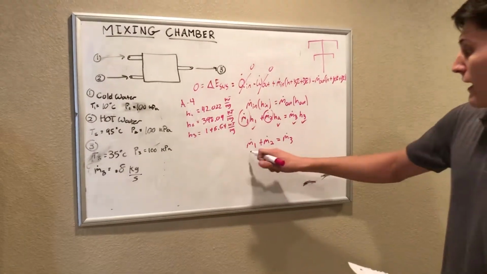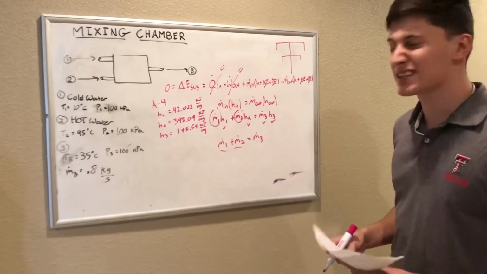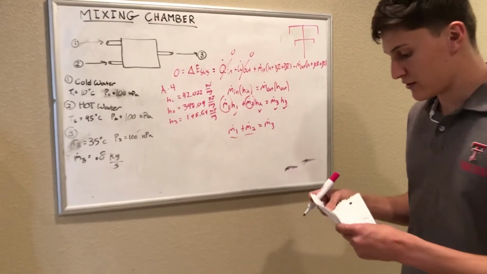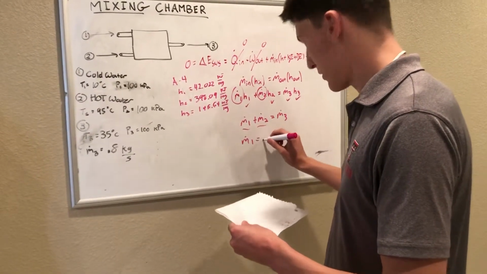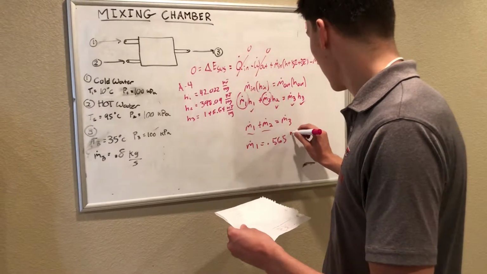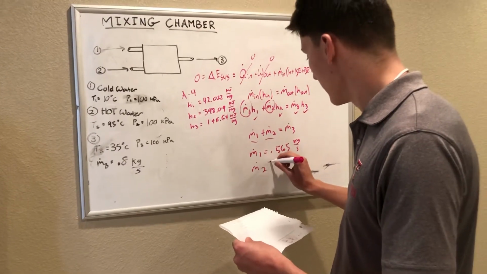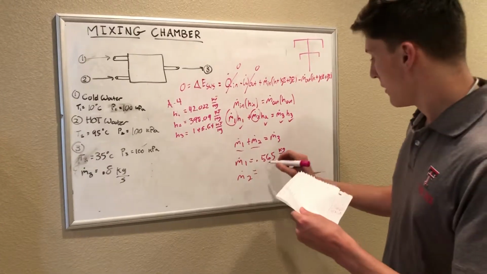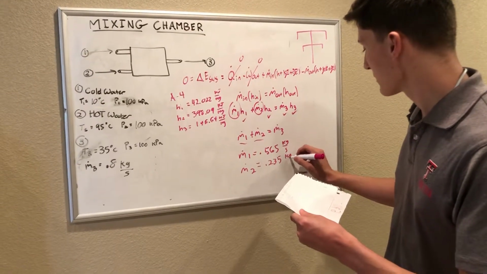So from here, we now have 2 equations and 2 unknowns, and you can just solve this as a simple system, and you can get that your mass flow rate at 1 should be 0.565 kilograms per second, and our mass flow rate at 2 is going to come out to 0.235 kilograms per second.